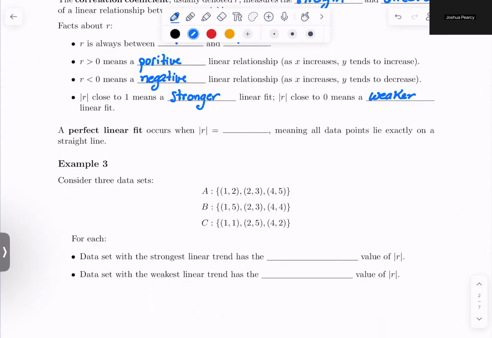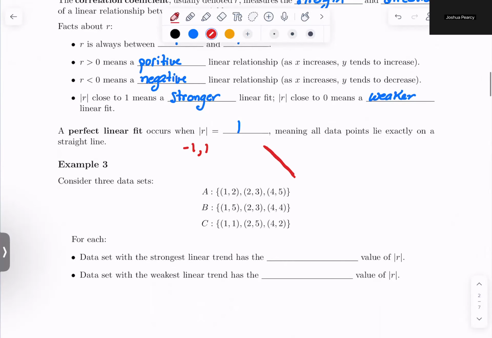So a perfect linear fit occurs when the absolute value of R is equal to 1. So this could occur whenever R is equal to -1 or when it's equal to +1. When it's equal to -1, it means that our linear regression line has a negative slope like this, and it means all of the data points lie exactly on that line. If R was +1, then it means we have a positive slope to our regression line, and that all of the data points lie on that line as well.